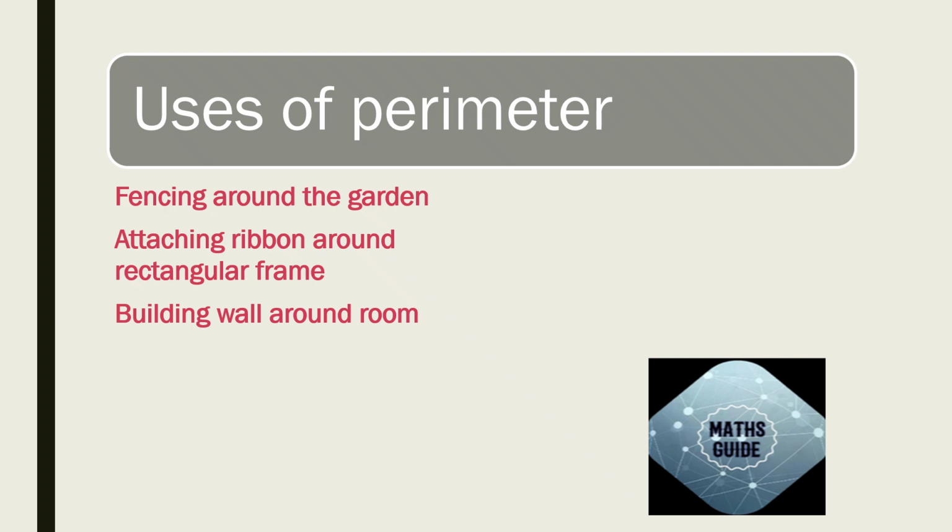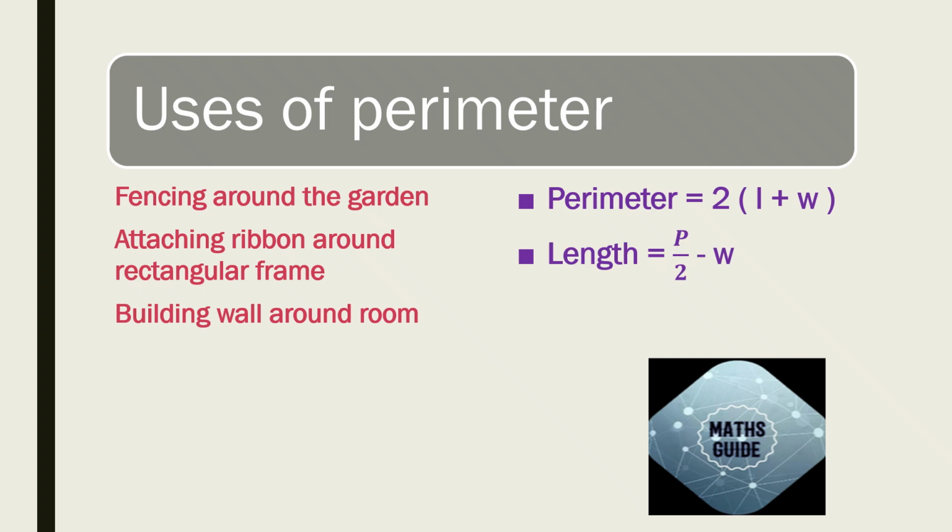And the formulas we learned in this video are: perimeter is 2 into (length plus width), and if we have to find out the length from the perimeter we will divide it by 2 and subtract width from it, and if we have to find out the width we will divide perimeter by 2 and subtract length from it.